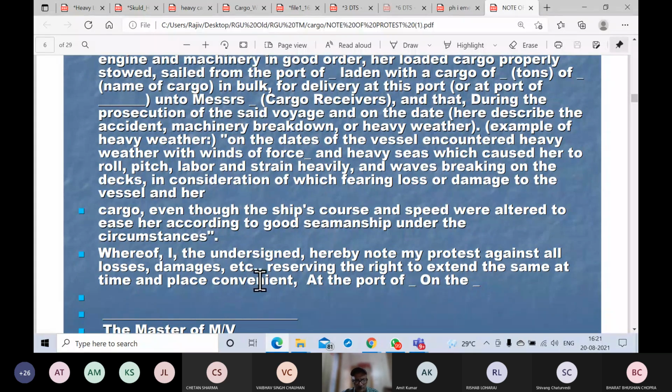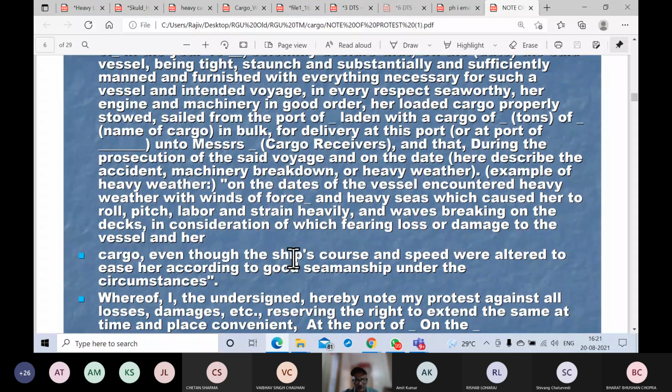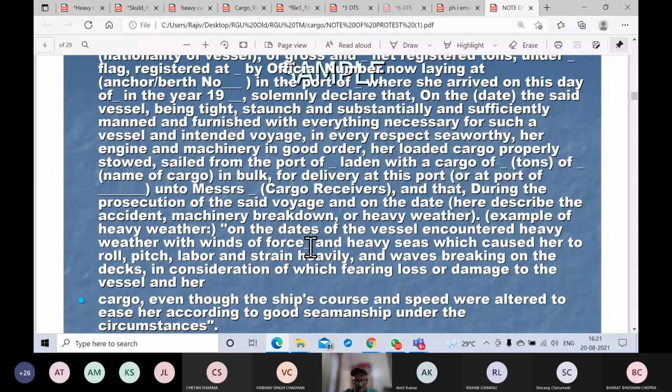You see? This is NOP, note of protest. This is only an example. All facts are given here. Firstly, from where it departed, the port, laden with what cargo, how many tons, delivery at which port, cargo receivers, name mentioned, and during the voyage on these dates.